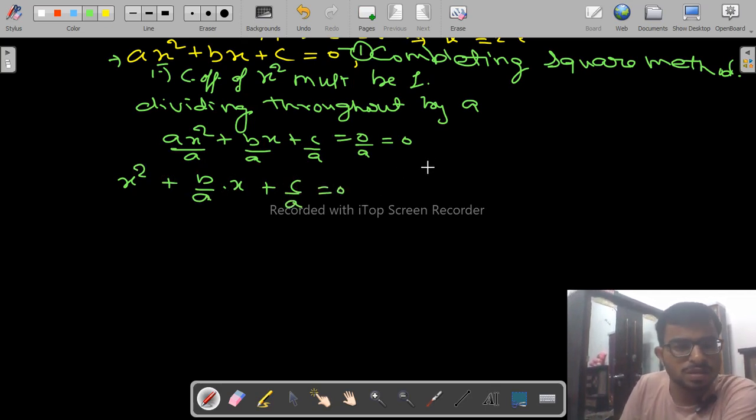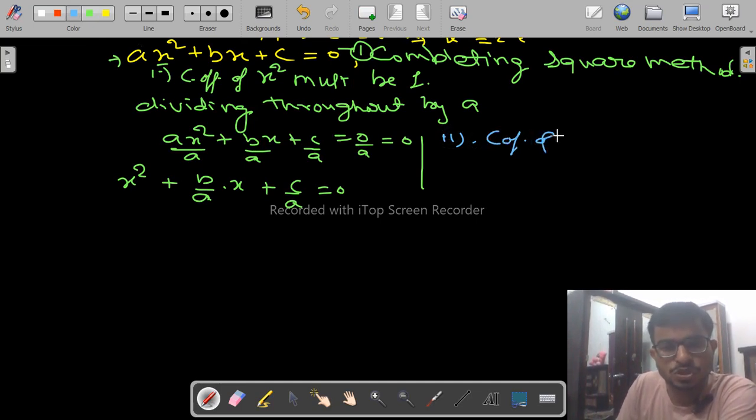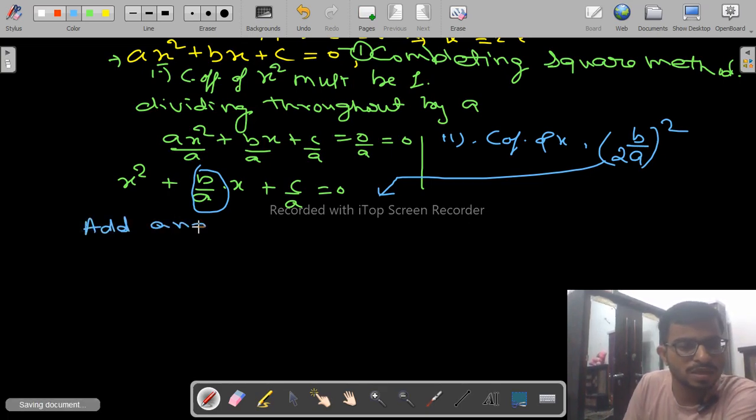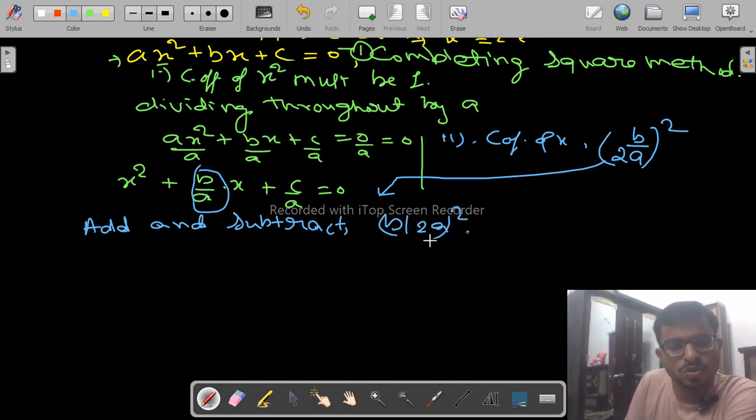Now the second step of the completing square method is, whatever the coefficient of x is, b by a. This is the coefficient of x, and we have to do what? We will take the half of the coefficient of x and take the square of this, and this quantity we have to add and subtract here. The second step is add and subtract b by 2a whole square in the above equation.